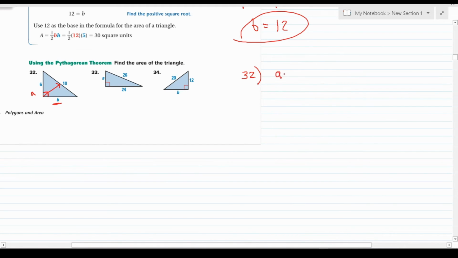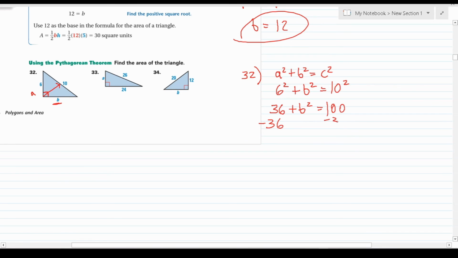So let's start by writing down the Pythagorean theorem. a squared is 6 squared plus b squared. We're trying to solve for that. c is 10, so this is 10 squared. Let's keep working this out. 6 squared is 36 plus b squared equals 100. Again, 10 squared is 100.